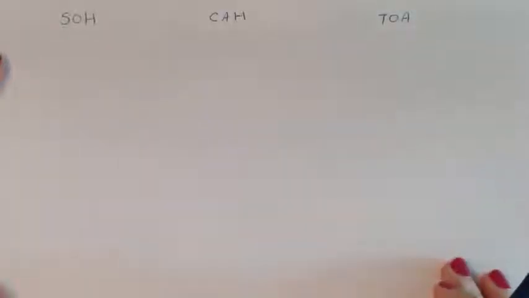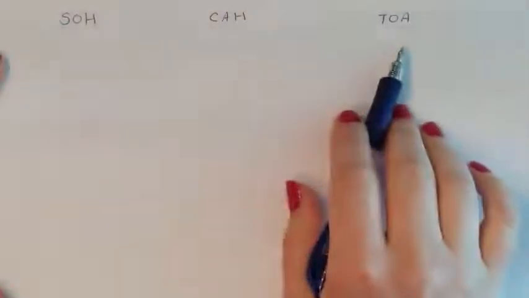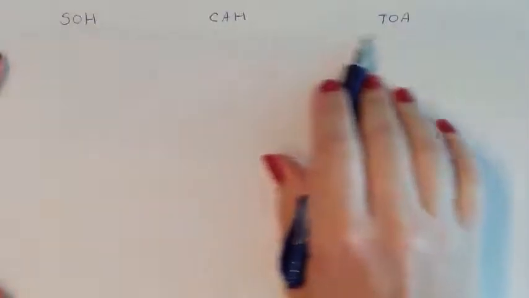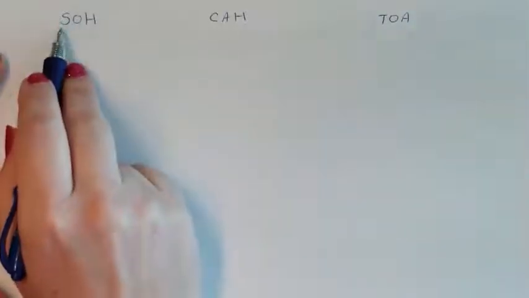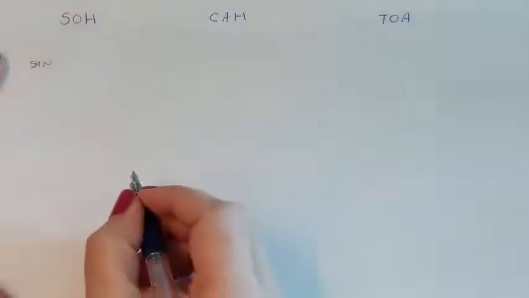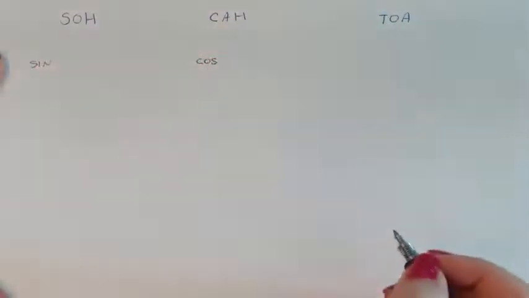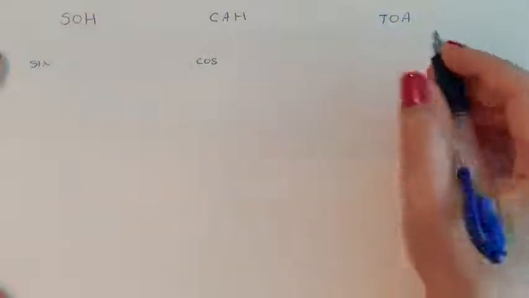So we're going into trig, and there is a phrase that you need to know: SOHCAHTOA. I write SOHCAHTOA to help me remember my 6 trig functions. Since this starts with the S, this one represents the sine trig function. Starting with the C, this represents the cosine trig function. And since this one starts with the T, this represents the tangent trig function.